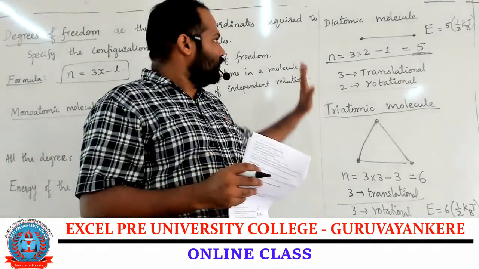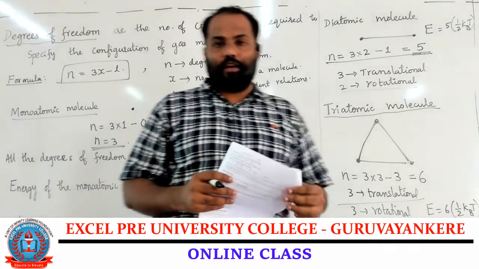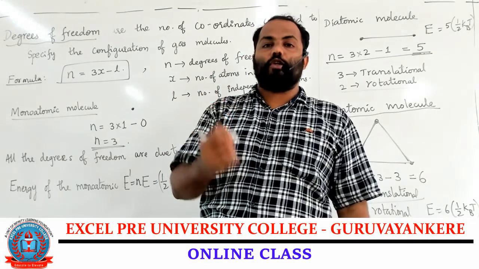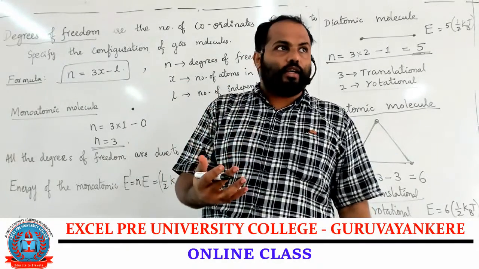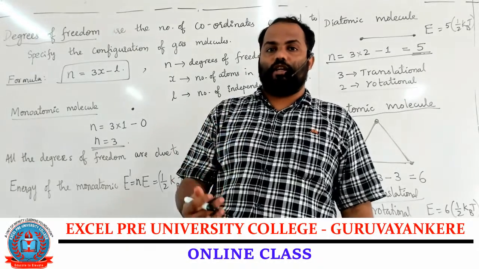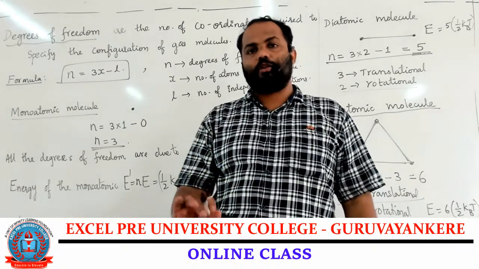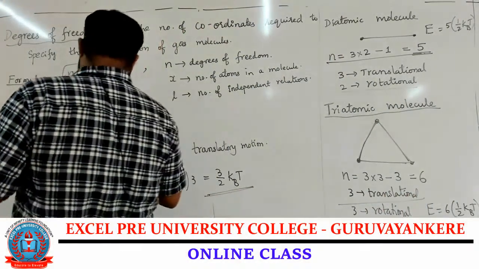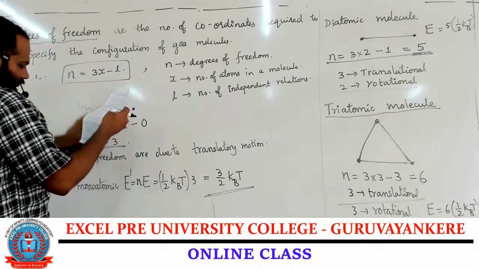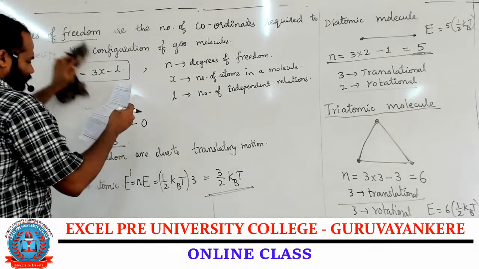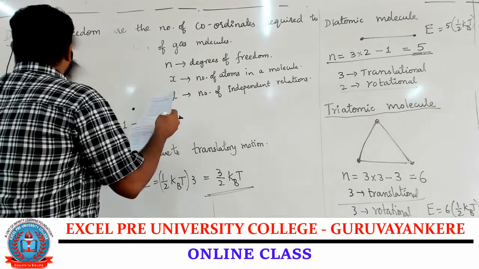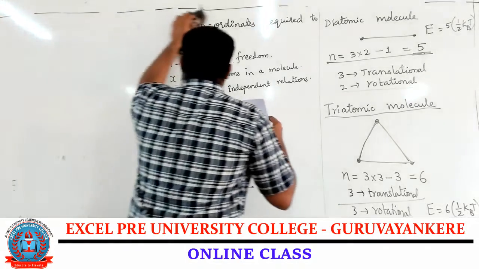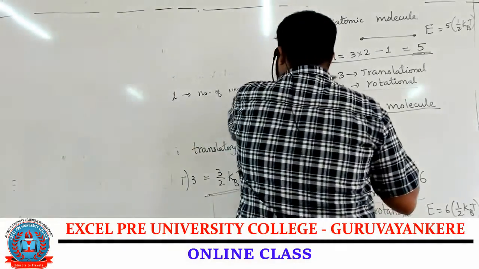Okay, this is how degrees of freedom are calculated. It is the number of coordinates available to specify the configuration or location of a molecule. That is called degrees of freedom. Okay, next we will go to specific heat capacity.